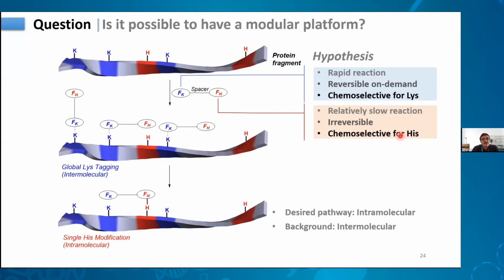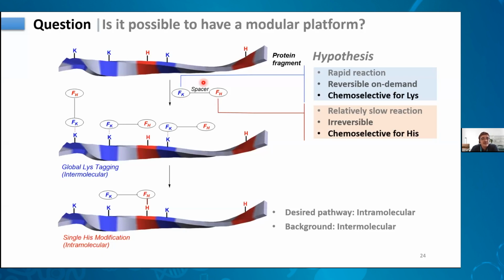So in this model protein fragment, I have highlighted a lysine residue along with a histidine residue. So the idea was that if we can design a reagent that has two functional groups, FK and FH, such that the FK can give me a very rapid and reversible reaction that is chemoselective for lysine, whereas FH can give me a relatively slow reaction that's irreversible and chemoselective for histidine.